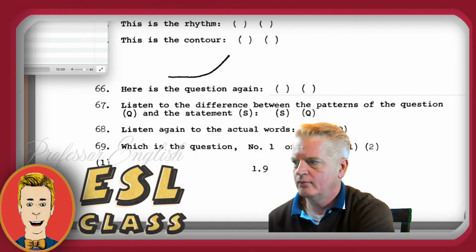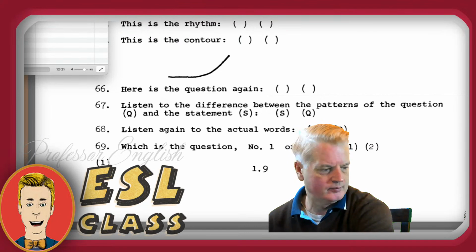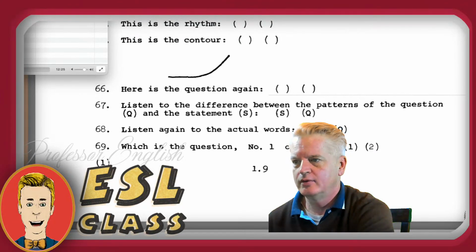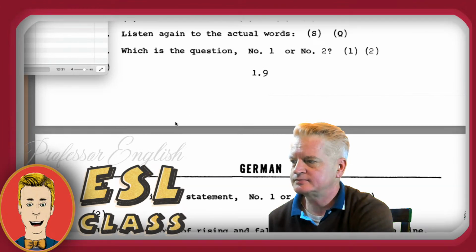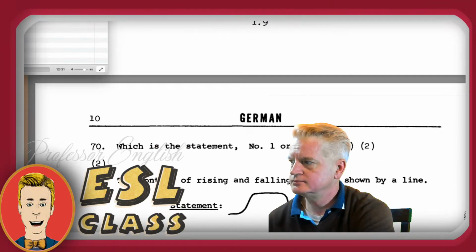69. Which is the question, number 1 or number 2? Number 1. Verstehen Sie Frau Kunze? Number 2. Ich verstehe Frau Kunze nicht. It's number 1. Page 10, 70. Number 1. Verstehen Sie Frau Kunze?